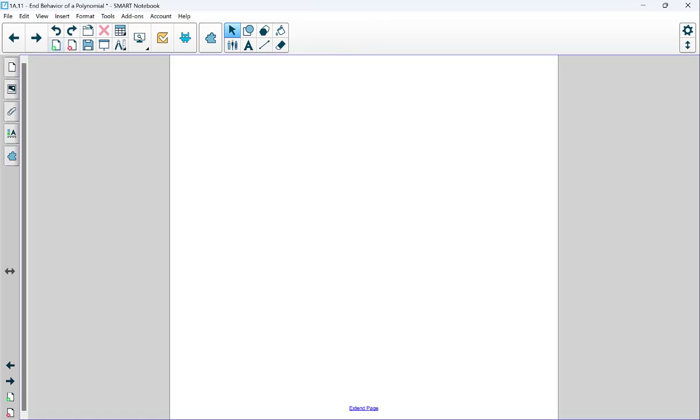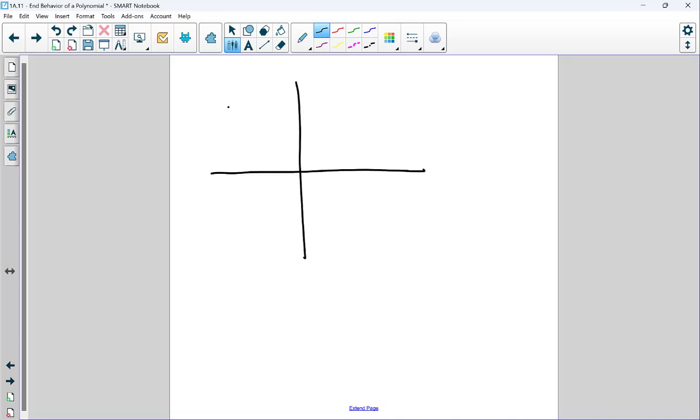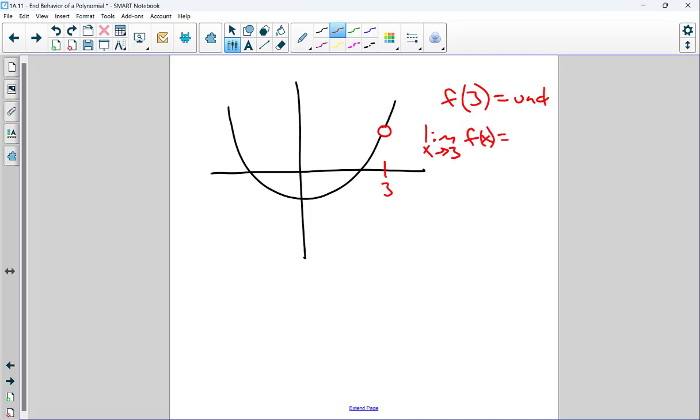But if I give you a graph that looks like this, where there's a hole in the graph at, let's say this is 3, and I say, okay, what's f of 3? Well, f of 3, there's a hole in the graph. It's undefined. But if I say, what's the limit as x approaches 3 of f of x, I'm not asking what the actual value of the function is. The actual value is undefined. The intended value is wherever that hole happens to be. So let's say it's at 4. Well, the intended value is, in fact, 4.